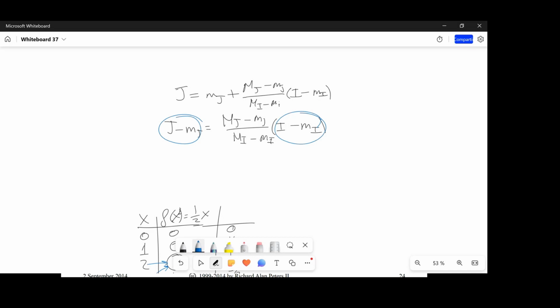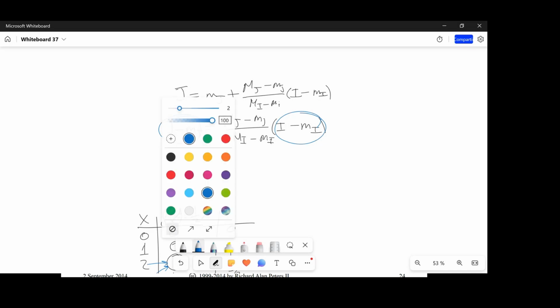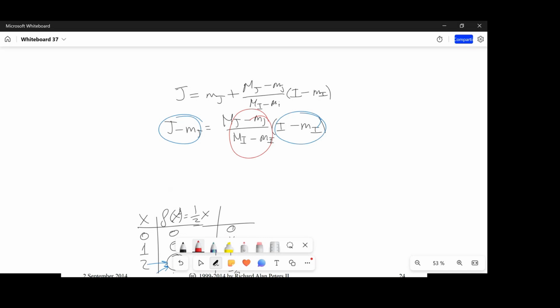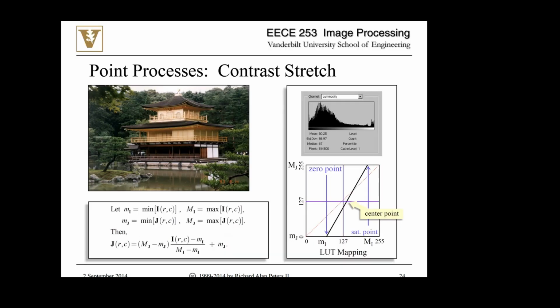So now, will we increase or decrease the contrast? It depends on what this value is. If this value is larger than 1, then we are increasing. If it is smaller than 1, we are decreasing. So this operation is called contrast stretching. You take the minimum and maximum, and typically you move the minimum to 0 and the maximum to 255. And then you are increasing the contrast here.